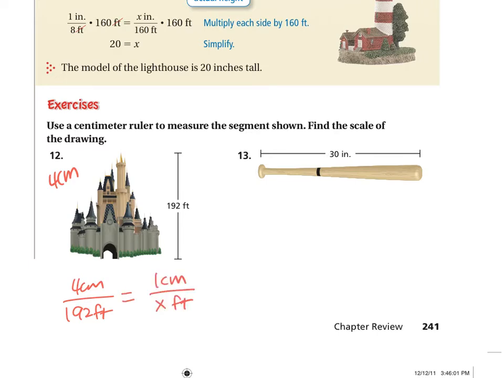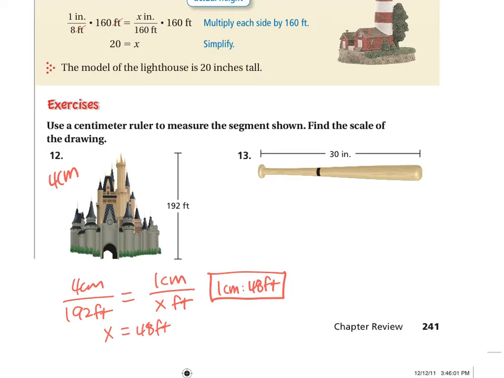So for 1 centimeter, how many feet is it going to be? You can work on it different ways. You can either do the cross multiplication or just say, okay, if 4 centimeters is 192, if I divide it by 4, how many feet is it going to be? Either way, your answer will come out the same, which is going to be 48 feet. So my final answer is 1 centimeter to 48 feet, because they're trying to have you find the scale of the drawing, not the missing x.